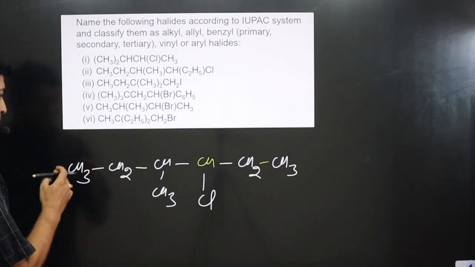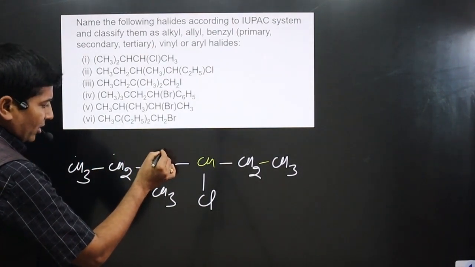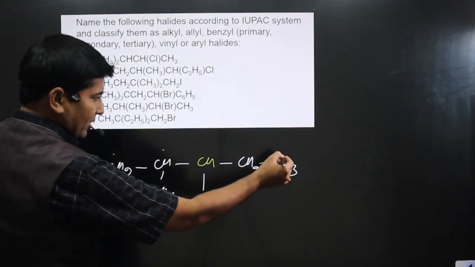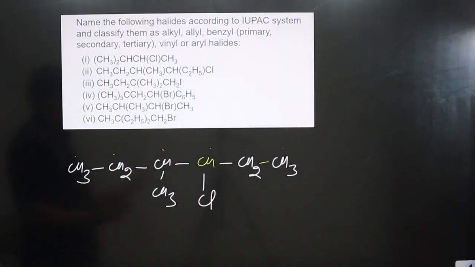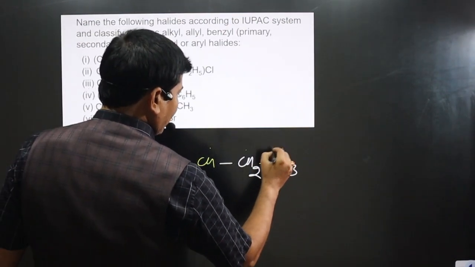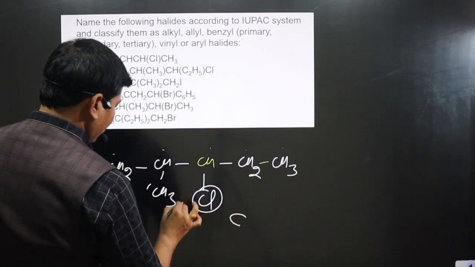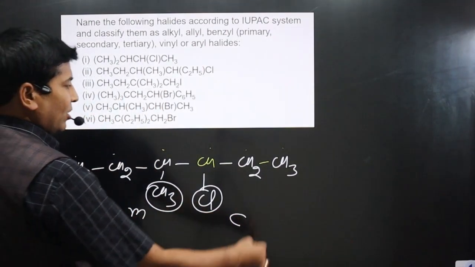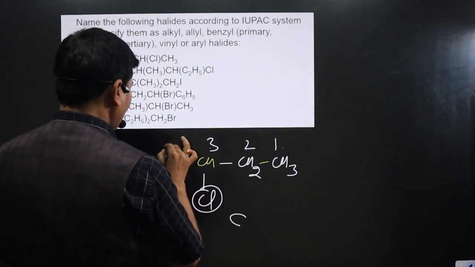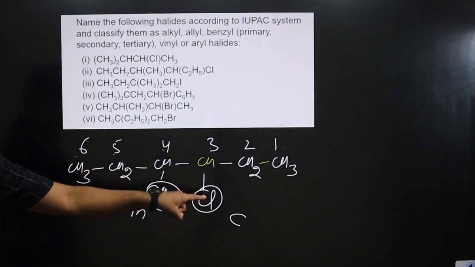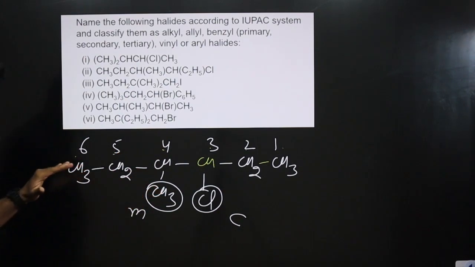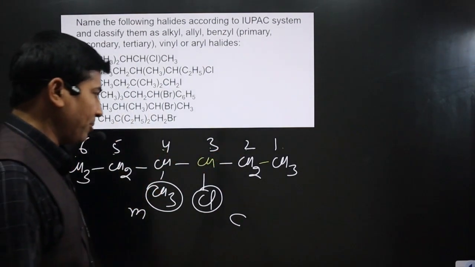Okay, again same situation. You can see if I start numbering from this side, 1, 2, 3, the third carbon has the methyl group. From this side 1, 2, 3, the third carbon has the halogen group. Then in this case also we can follow the alphabetical order. So you can see starting from C and starting from M. Okay, so 1, 2, 3, 4, 5 and 6. 3 chloro, 4 methyl and this is hexane. So the name is clear.